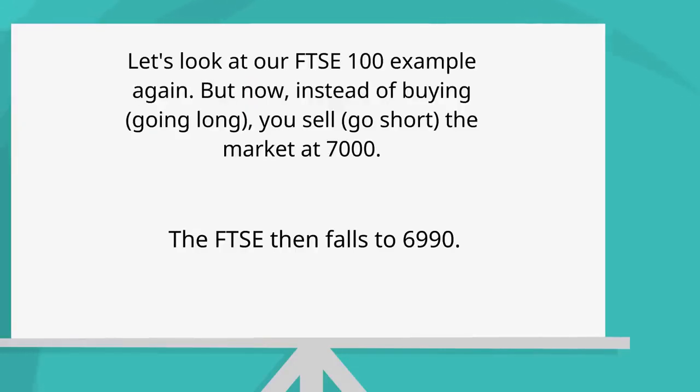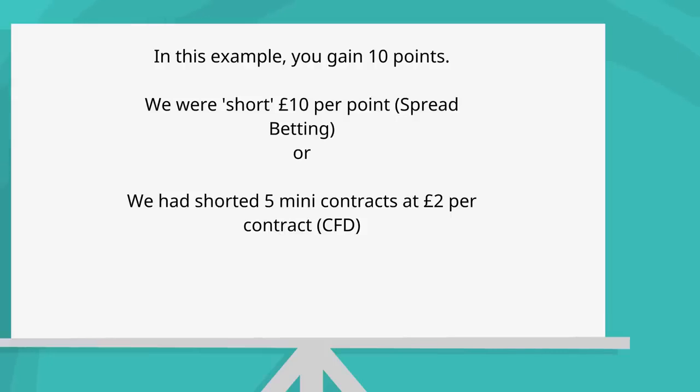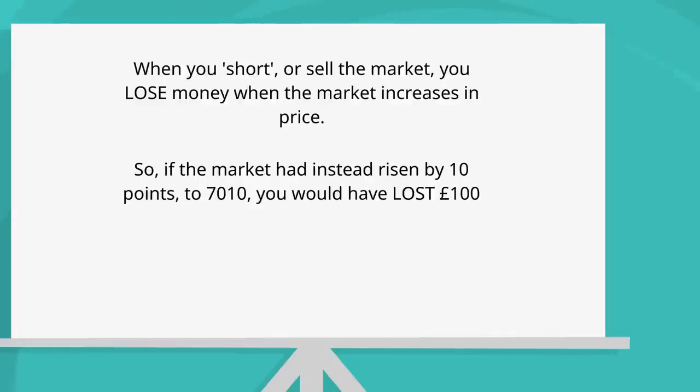Let's look at our FTSE 100 example again. But now, instead of buying, going long, you sell, go short, the market at 7,000. The FTSE then falls to 6,990, a 10-point drop. In this example, you gain 10 points. We were short £10 per point, spread betting, or we had shorted 5 mini contracts at £2 per contract, which would be CFDs. In both instances, you make £100. When you short or sell the market, you lose money when the market increases in price. So if the market had instead risen by 10 points to 7,010, you would have lost £100.